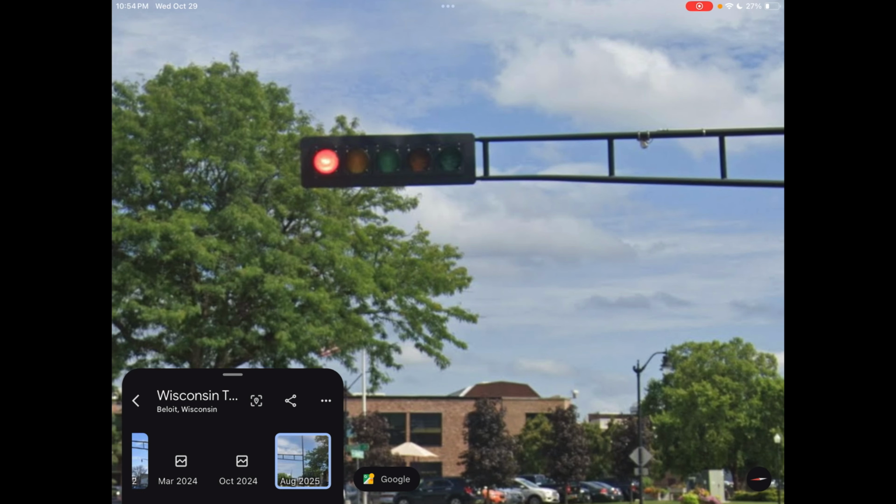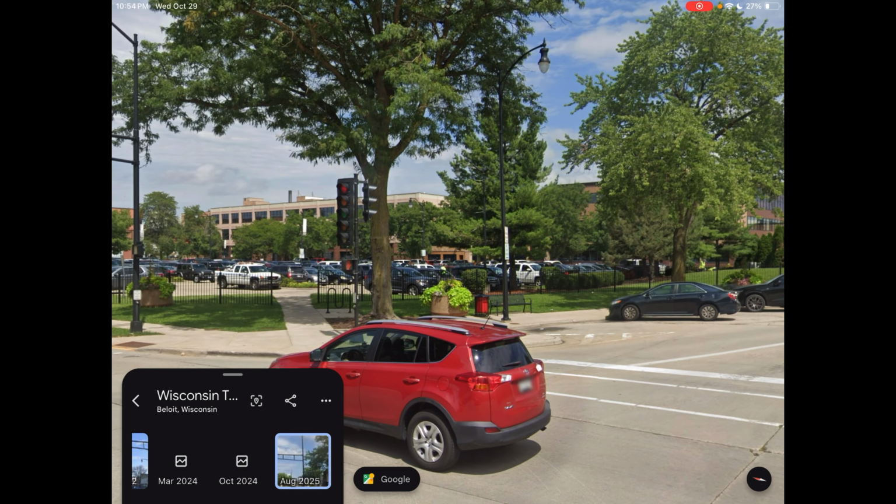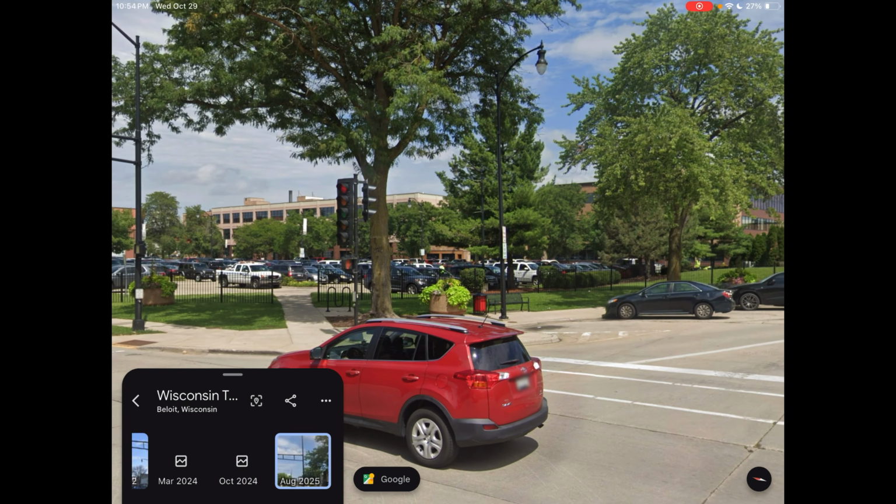So yeah, one thing I will say, this light got knocked down and it got replaced with another, I would consider, vertical left turn signal, and it's been, as you can see, like that in 2025. As you can see, it has a new crosswalk signal, and I drove through this intersection yesterday.